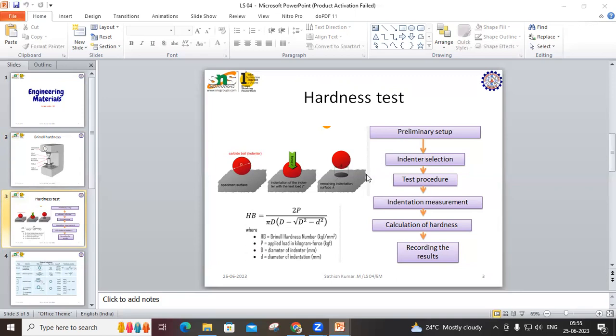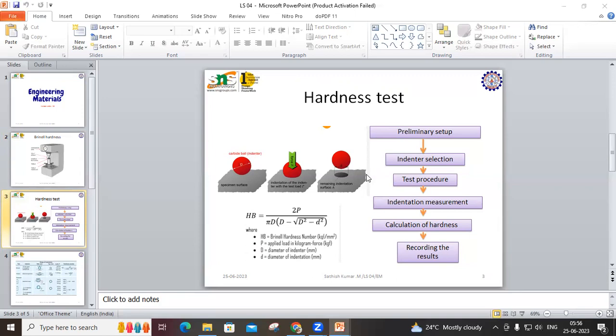So how will you select this indenter? It is usually selected, and can vary in size, that is diameter, depending upon the expected hardness range of the material being tested. The commonly used ball sizes range from 1 to 10 mm in diameter.